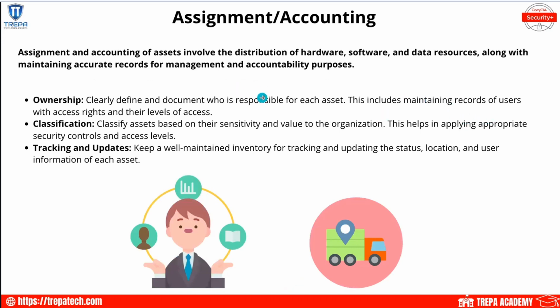So assignment and accounting. Assignment and accounting of assets involves a distribution of hardware, software, and data resources, along with maintaining accurate records for management and accountability purposes. So ownership. You want to clearly define and document who is responsible for each asset. This includes maintaining records of users with access rights and their levels of access. Classification. So you want to classify assets based on their sensitivity and value to the organization. We talked about this in domain 3.3. Is this private or public information? And this vendor we're going to go with, are we putting public or private data on that hardware?